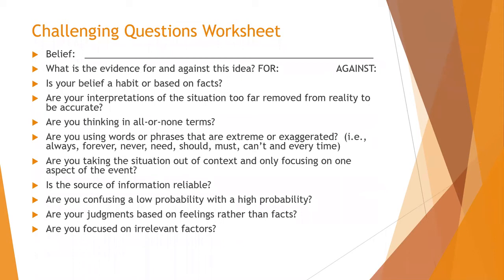Are your interpretations of the situation too far removed from reality to be accurate? Sometimes people have rethought the situation so many different times, and they believe that they should have been able to go in and just magically make something happen differently. Well, is there any way in reality that this could have happened? Are you thinking in all or none terms? Are you using words or phrases that are extreme or exaggerated, like always, forever, never, need, should, must, can't, and every time? Are you taking the situation out of context and only focusing on one aspect of the event?